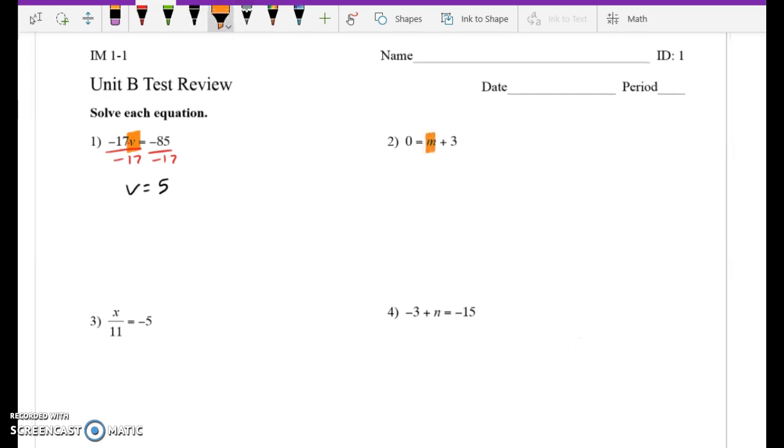Number 2, the same thing. So I'm trying to get the m by itself. So I see that the 3 is adding to the m. I do the opposite, which is subtract 3. And I'm doing it to the opposite of the line. Remember, what I do to one side, I have to do to the other. And that leaves me with negative 3 equals m.